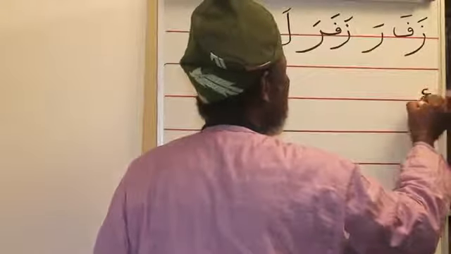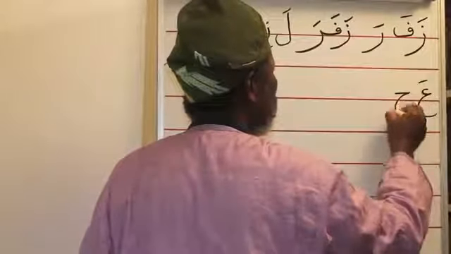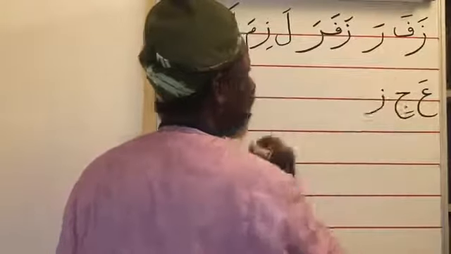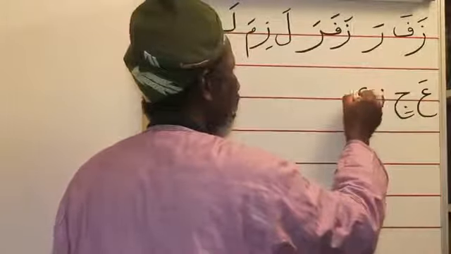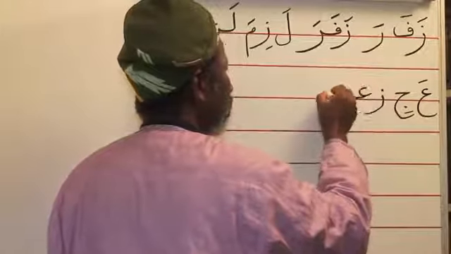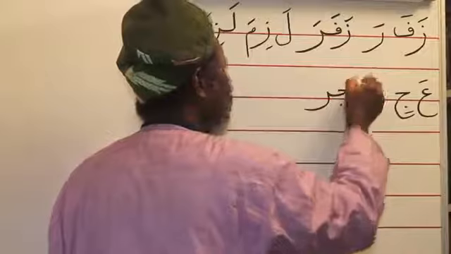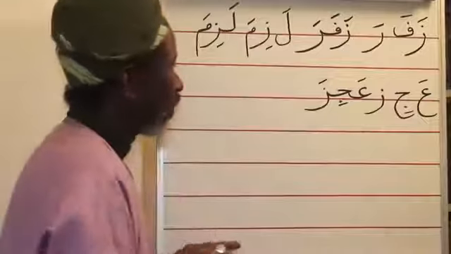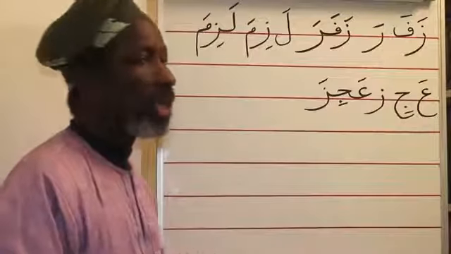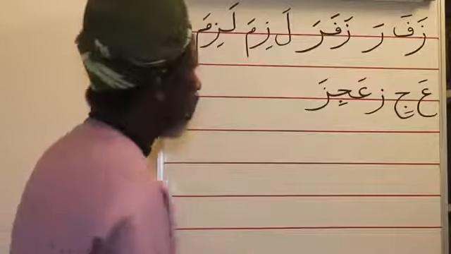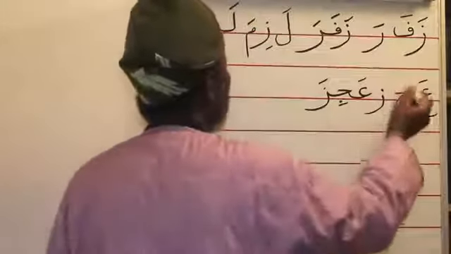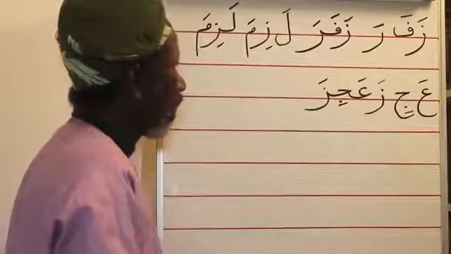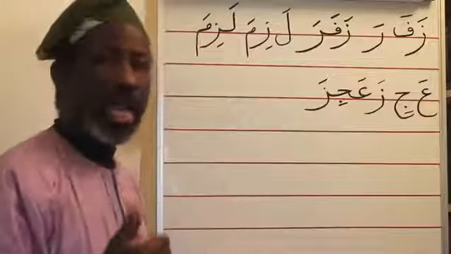A. Ji. Za. Ajiza. Note how the jim is sitting on top of the chair provided. So we have ajiza. So we've done ra, zain, ra.